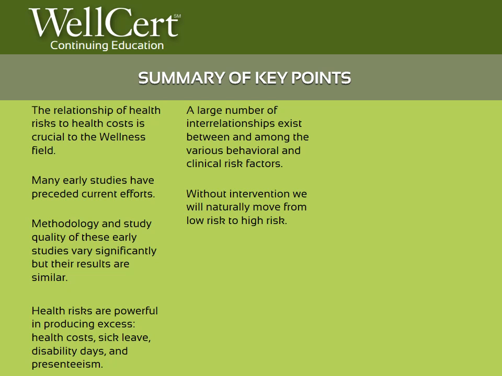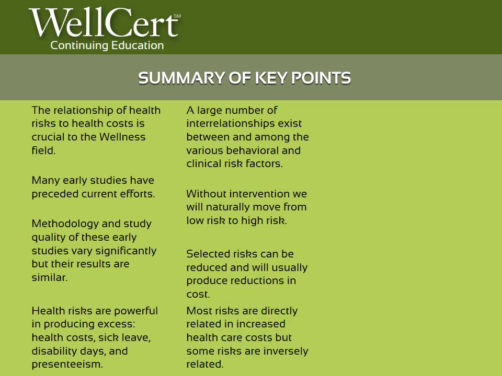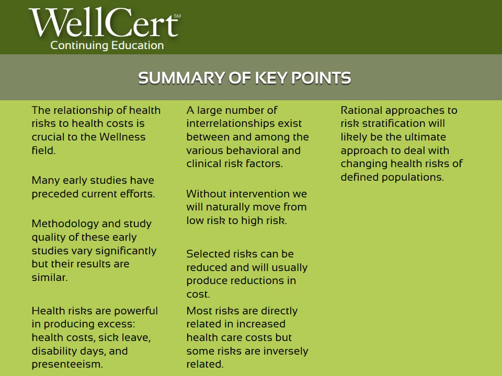Our weight goes up, our dietary patterns get poor or get less than desirable. We end up with a lot of that activity going on. Selected risk can be reduced and will usually produce reductions in cost. And most risks are directly related in increased healthcare costs, but some risks are inversely related. So you saw some of that in the HERO data when we looked at some of the cholesterol issues and some of the nutrition issues and some of the alcohol related use. And a lot of that is embedded and created as artifacts by the methodology used by the researchers.